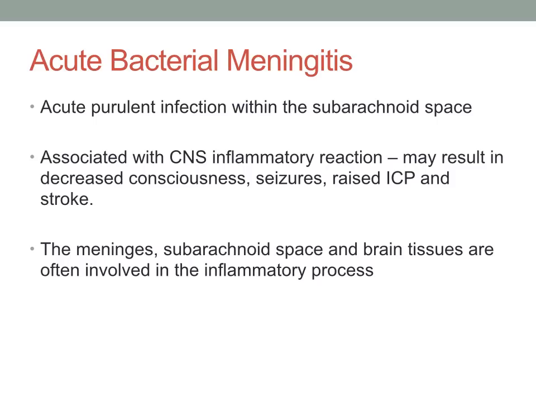All right, so let's talk about bacterial meningitis. This is a big problem in our country because it can kill you pretty fast. It's an acute purulent infection, generally within the subarachnoid space. Purulent, remember, is a medical term for pus, which is broken down white blood cells. As that accumulates in there, you get what's known as purulence.